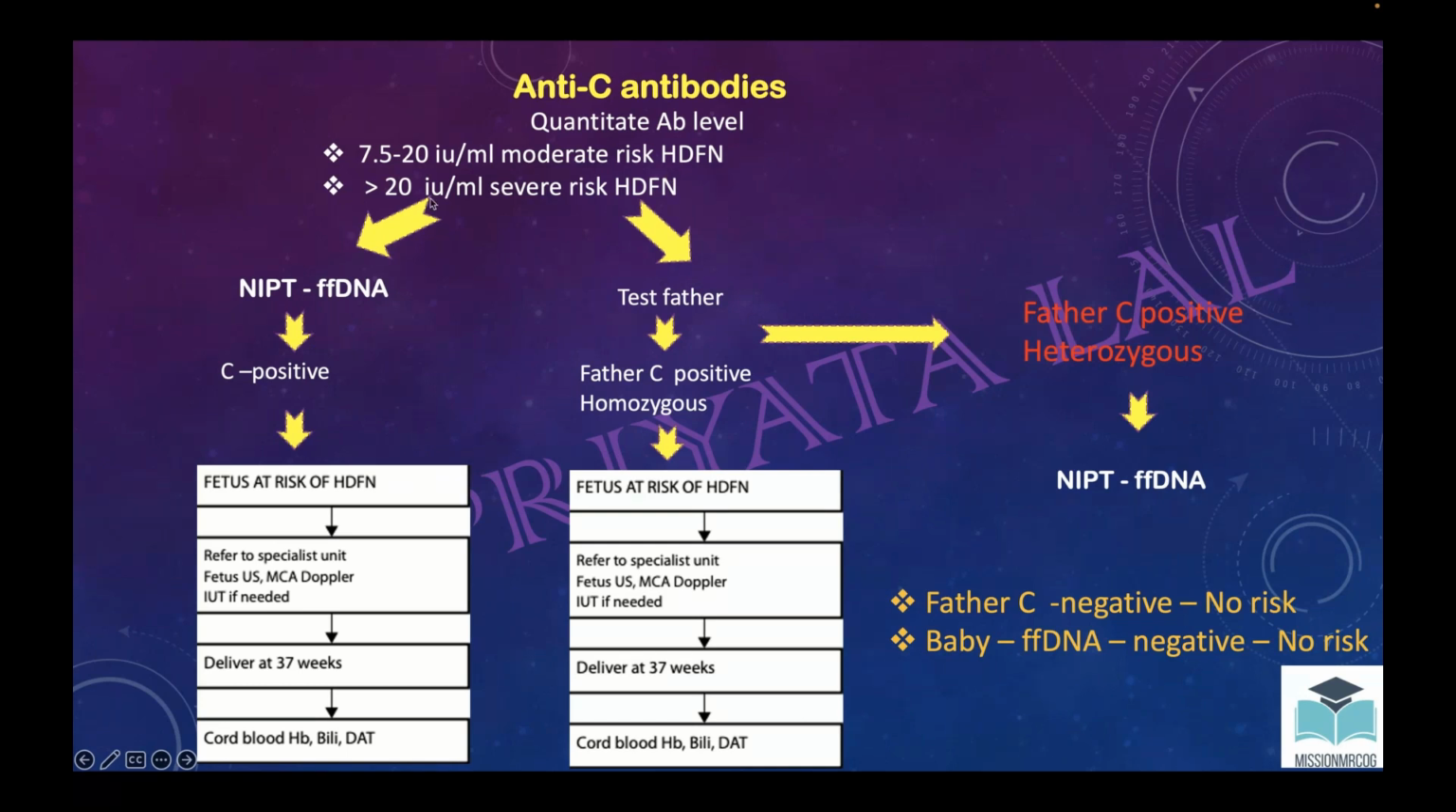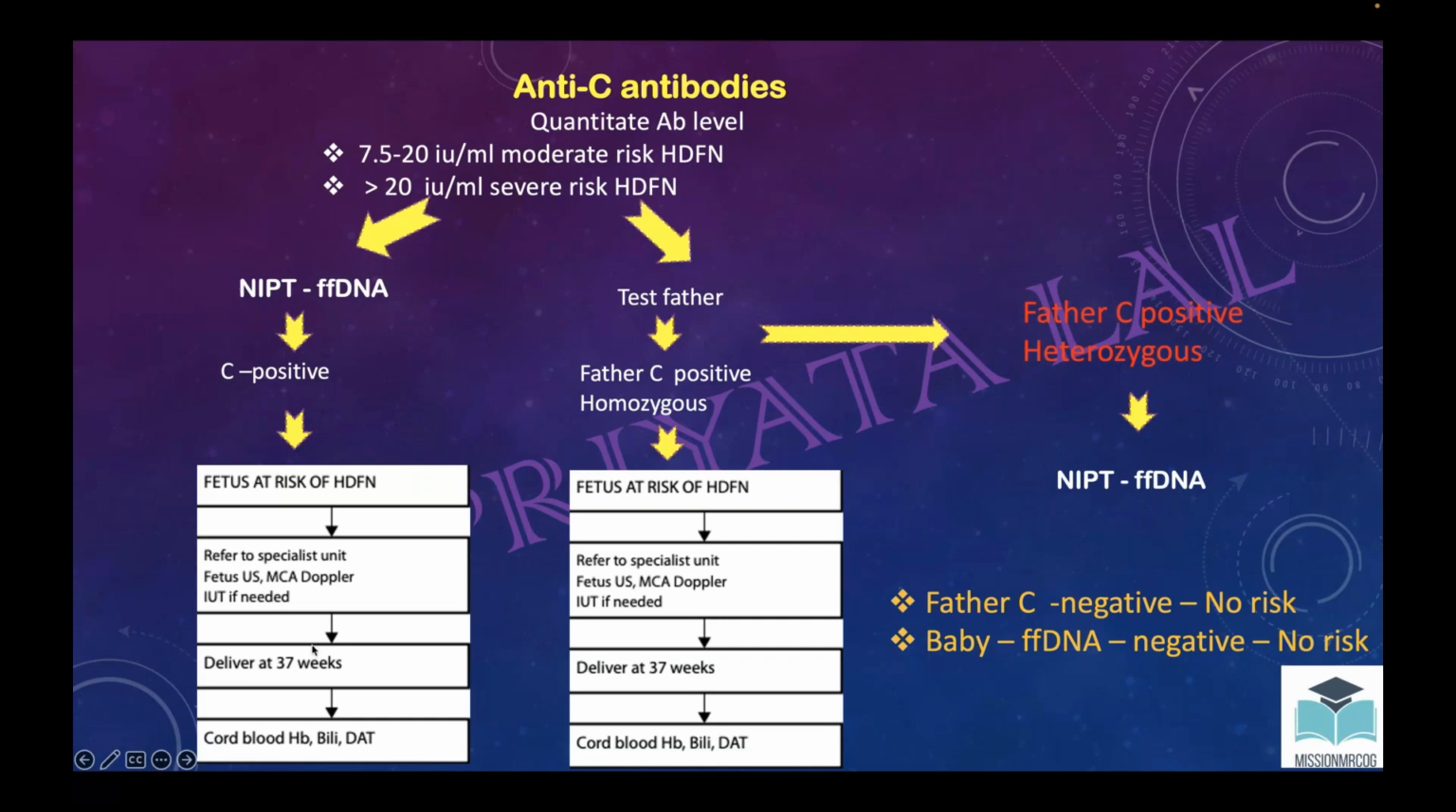Okay. Now, what will be our job? If the mother has anti-C antibody, first we want to know about the father, whether the father is positive or not. If the father is homozygous, then the baby has that risk, so the same pathway. If the father is heterozygous, then the baby may or may not be affected. To know the baby's status, we do NIPT, and if we find the baby C positive, then the same pathway.